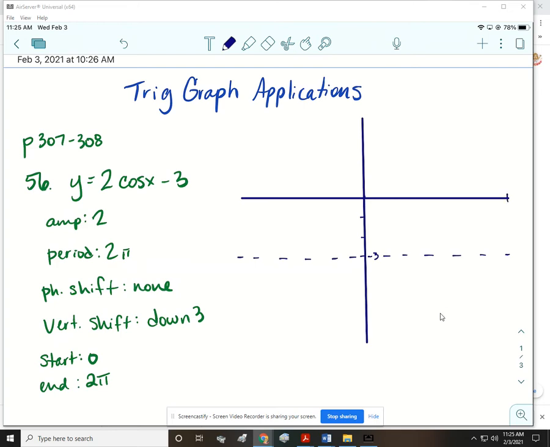Now, the end of my period: it starts at 0 and it's going to end at 2 pi. And then halfway between that is pi. And we have our pi over 2, and then 3 pi over 2 is our other halfways.